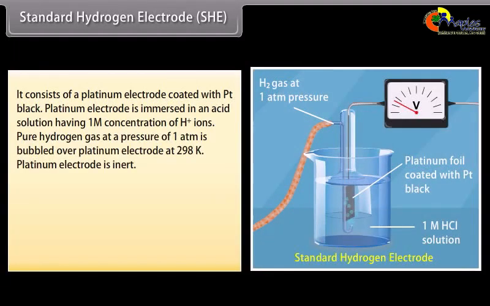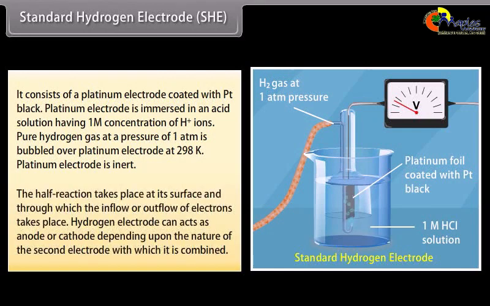Standard hydrogen electrode, or SHE. It consists of a platinum electrode with platinum black. Platinum electrode is immersed in an acid solution having 1 M concentration of hydrogen ion. Pure hydrogen gas at a pressure of 1 atm is bubbled over the platinum electrode at 298 Kelvin. Platinum electrode is inert. The half reaction takes place at its surface and through which the inflow or outflow of electrons takes place.